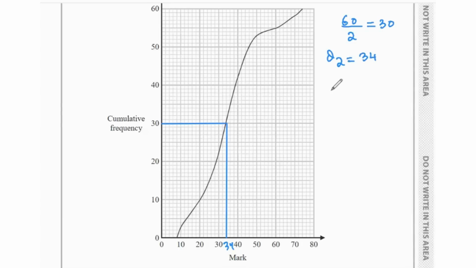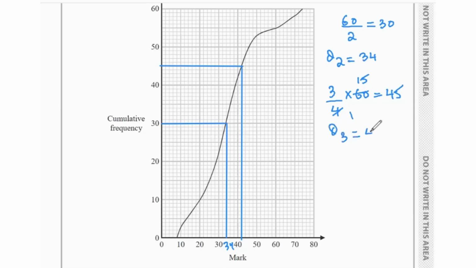Now for the upper quartile, we find 3/4 of 60. So 3/4 of 60 is going to be, 4 ones are 4, and this is going to be 15, and 3 times 15 is 45. So we go from 45 towards the graph. That's coming out to be 42. So Q3 is 42.